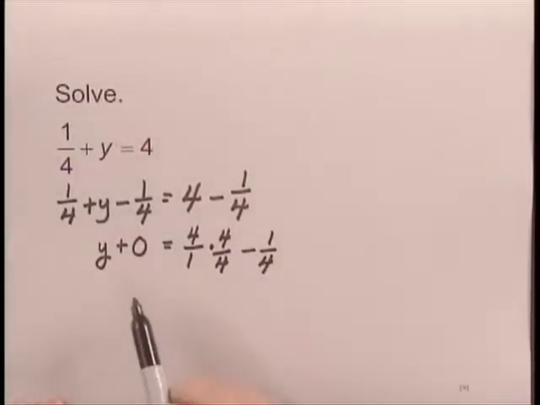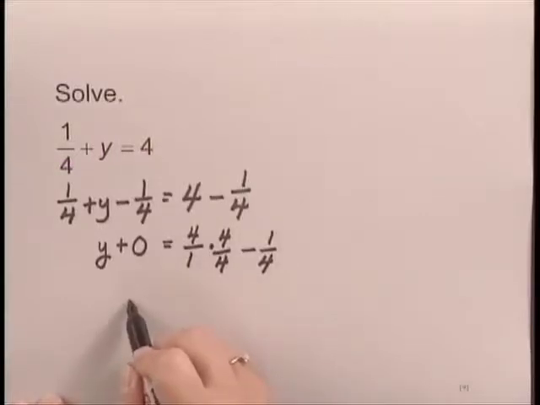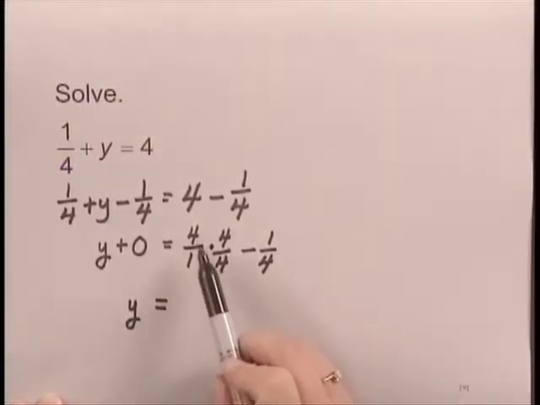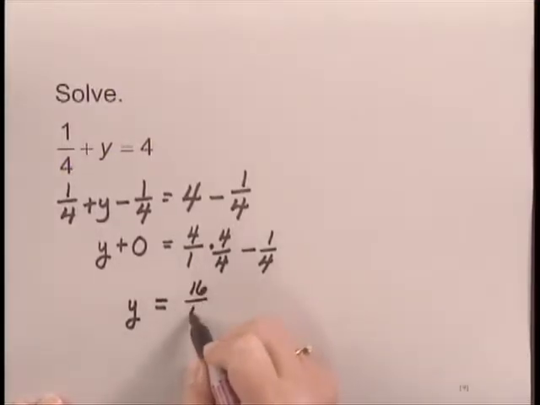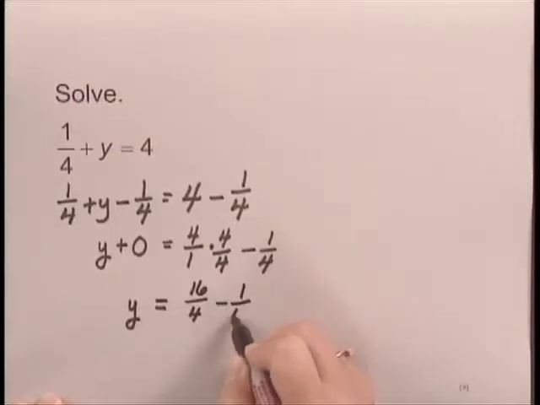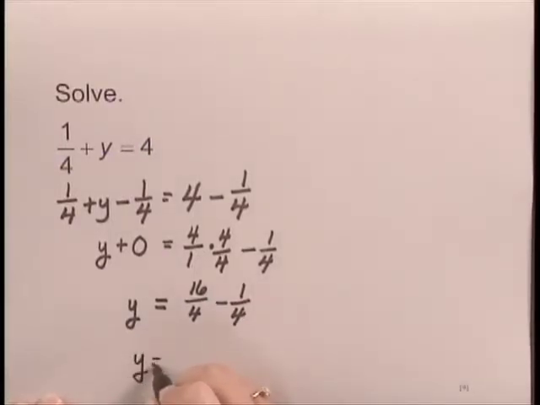Back over on the left side of the equation, y plus 0 is y. And on the right side of the equation, multiplying 4 over 1 by 4 over 4, I get 16 over 4 minus 1 over 4. We have a common denominator of 4, so I can subtract the numerator, 16 minus 1, and write it over the denominator 4. So I have y equals 15 over 4.